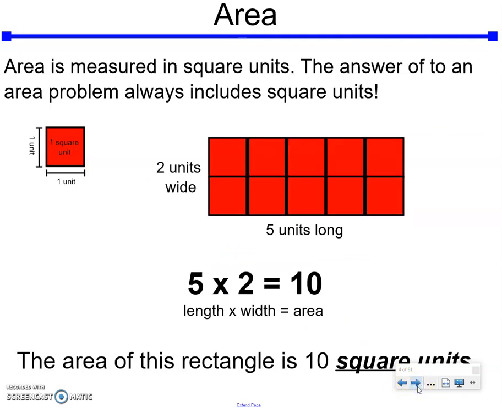Area is measured in square units. The answer to an area problem always includes square units. This is that same red rectangle we were just looking at. We decided because it was 5 units long and 2 units wide, the equation 5 times 2 would help us find the area because that's multiplying the length times the width. 5 times 2 equals 10. So the area of this rectangle is 10 square units.